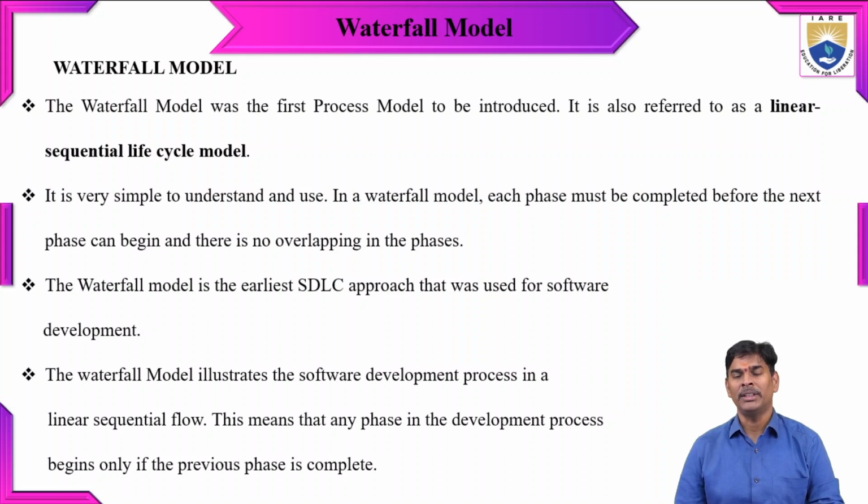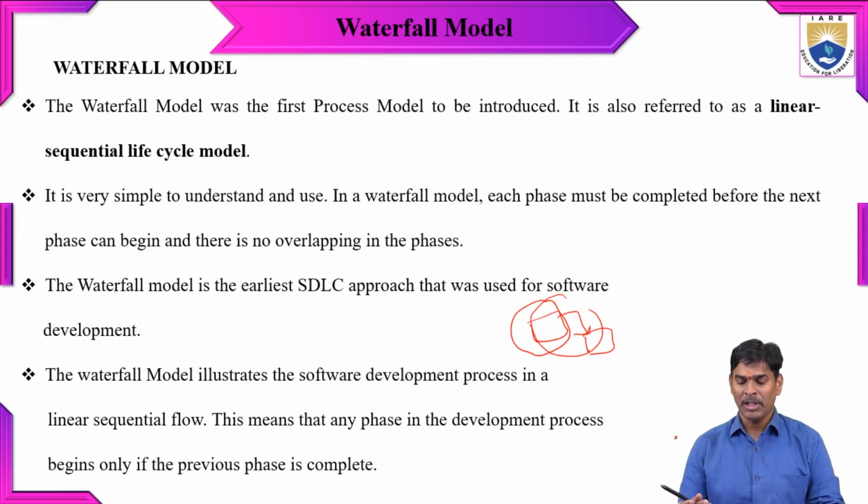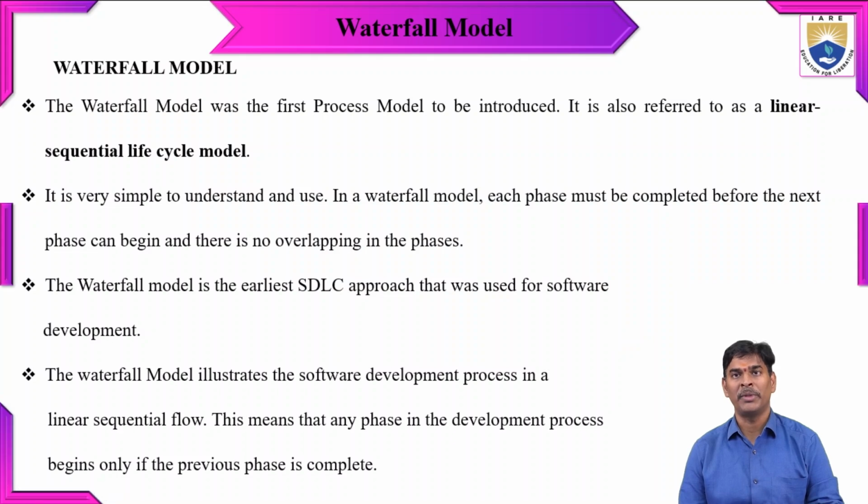In a waterfall model, each phase must be completed before the next phase. It means we have different types of phases. Before going to the next phase, the current phase has to be completed. Then only will it move to the next phase. This is the main criterion in the waterfall model, and there is no overlapping. Here we don't have any overlap. This waterfall model is called the classic SDLC, software development lifecycle approach, that is used for software engineering or software project management.